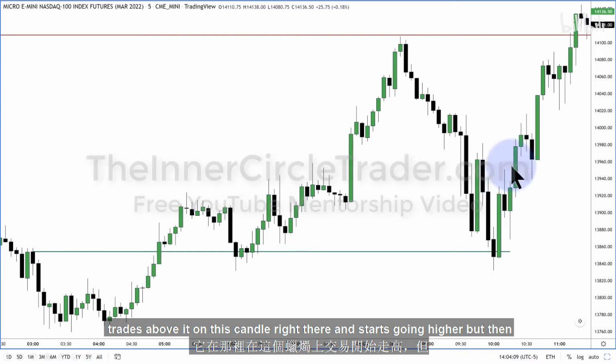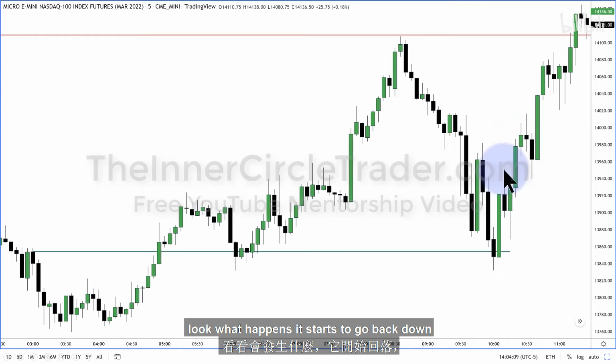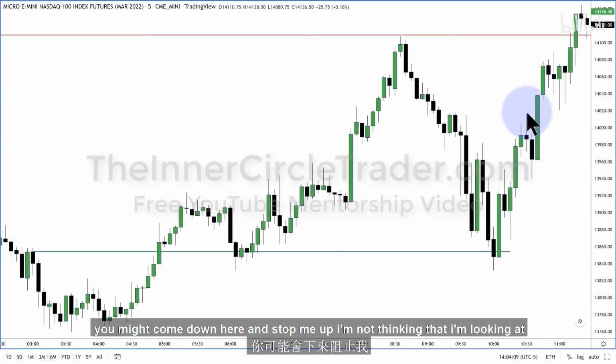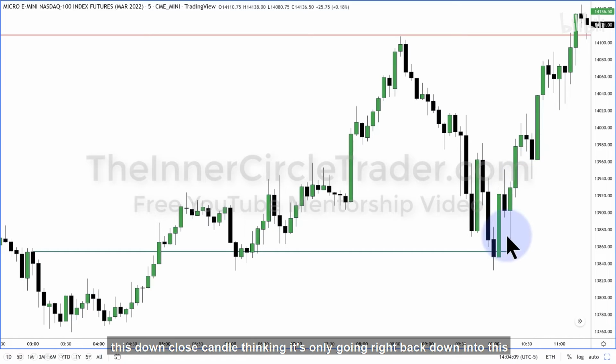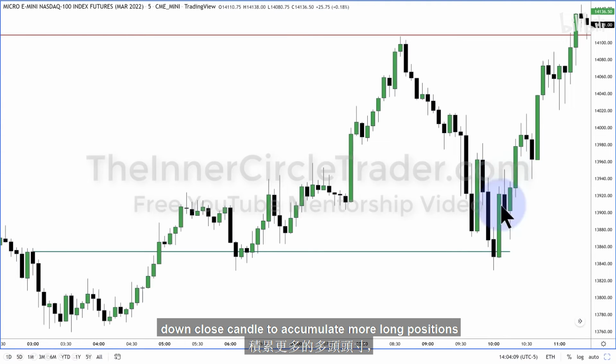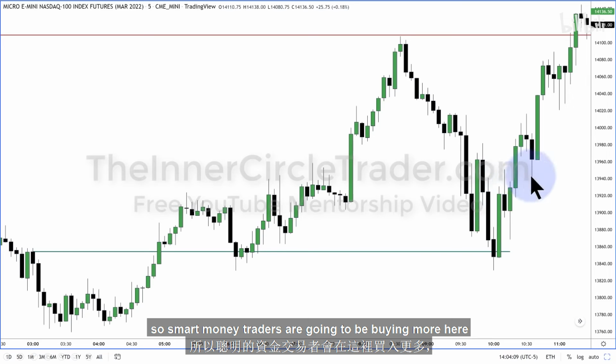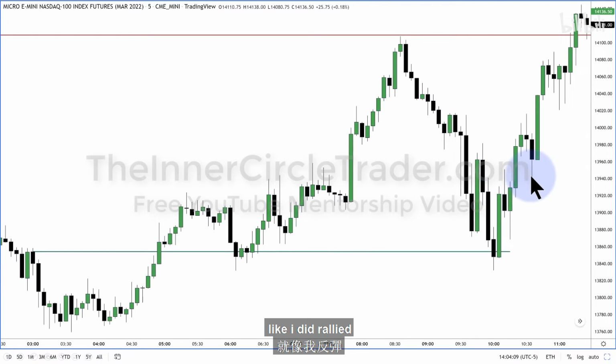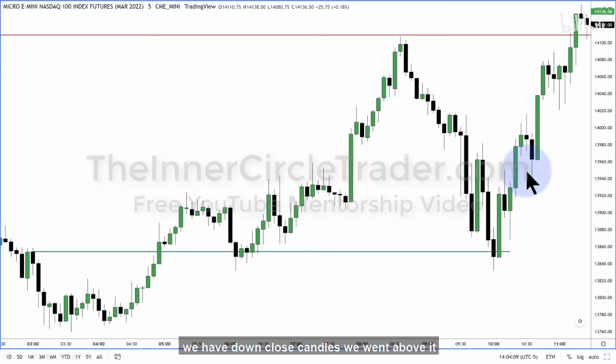Well, it trades above it here. This down closed candle is high right there. It trades above it on this candle right there. It starts going higher. But then look what happens. It starts to go back down. It might go down here and stop me out. I'm not thinking that. I'm looking at this down closed candle thinking it's only going right back down into this down closed candle to accumulate more long positions. So smart money traders are going to be buying more here, like I did.